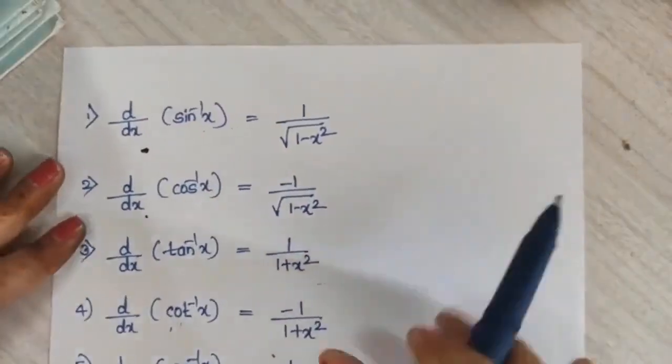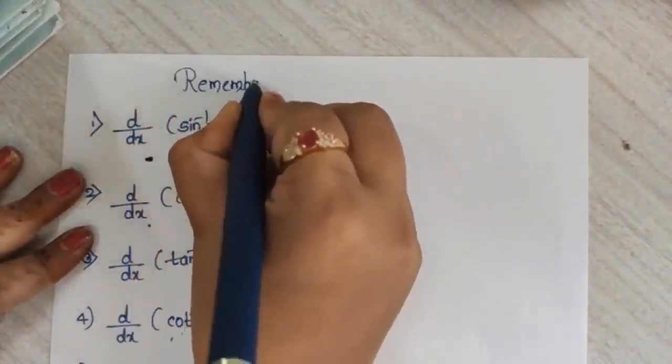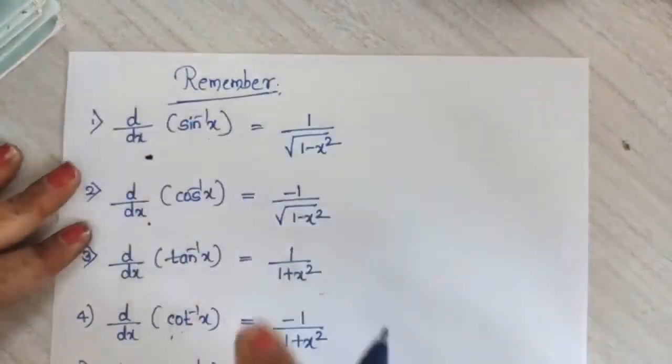So after writing all the 6 derivatives, you write this remember sheet. Examples we do in the next class.